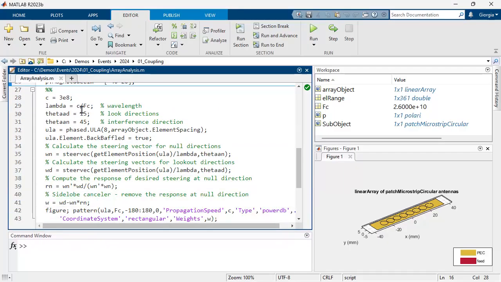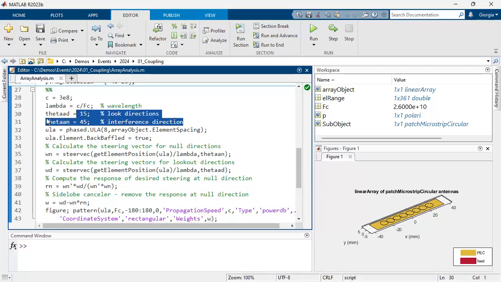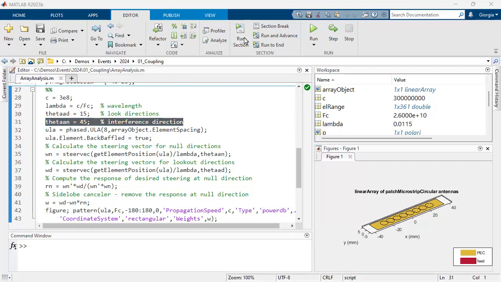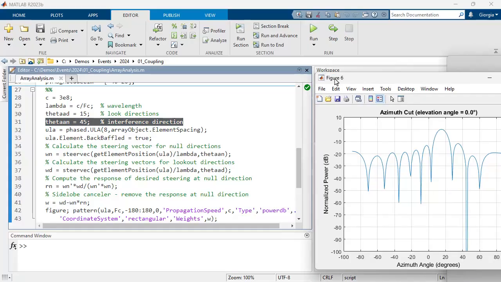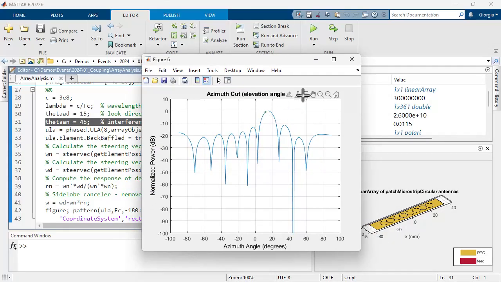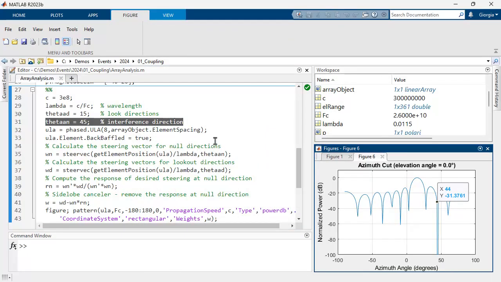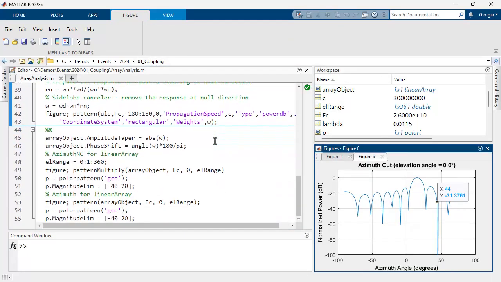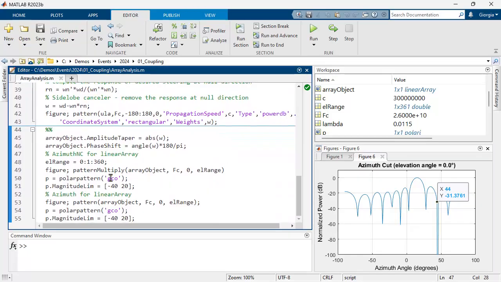We are going to look in the direction of 15 degrees for our main beam and to 45 degrees for our null to reduce or filter out the interfering signal. We can verify with an ideal array essentially that we are indeed computing the right weights, so that our calculation is correct, which is in the direction of where we wanted to go. And now we can just apply the weights directly to our array in amplitude and phase.